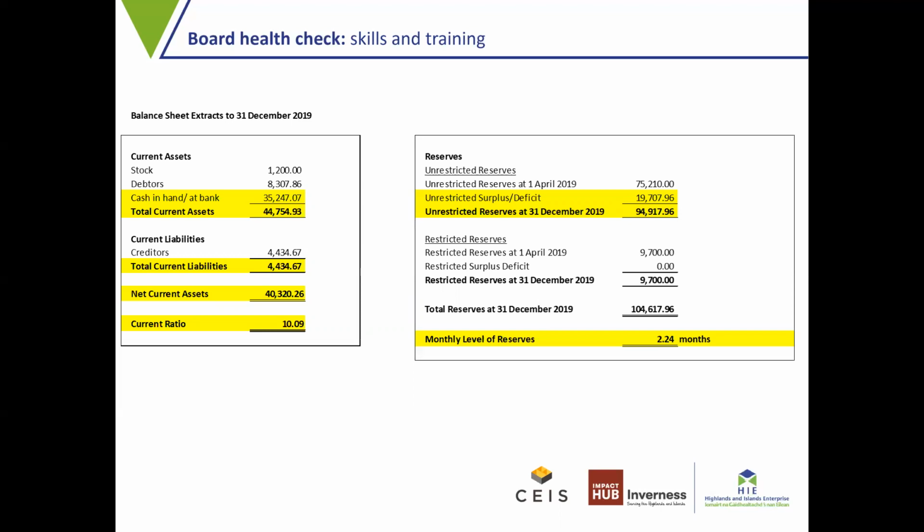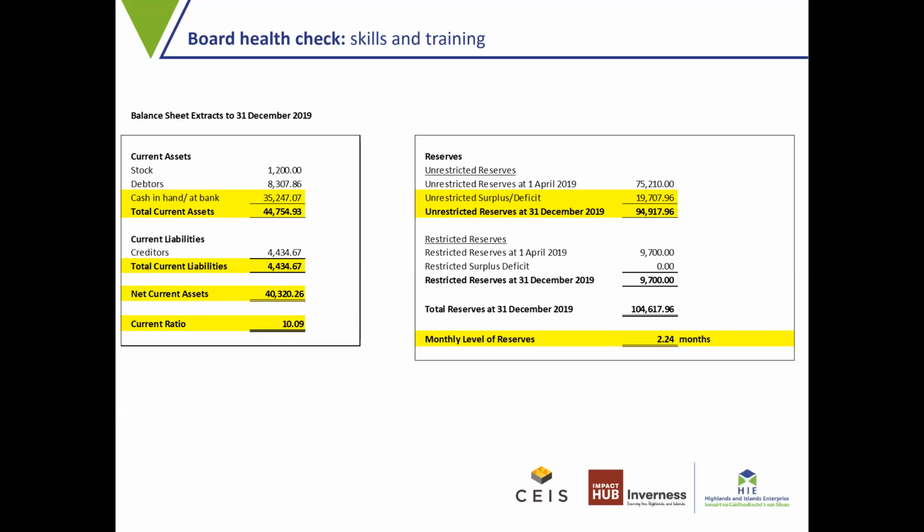So looking at the net current assets, the balance sheet extract information shows that the organisation has 44,750.93 in total current assets and only 4,434.67 in current liabilities. This means that the current ratio result is 10.09, leaving the organisation with more than enough money to cover any short-term commitments. The net current assets also shows that the organisation has 35,247.07 in cash or at the bank.